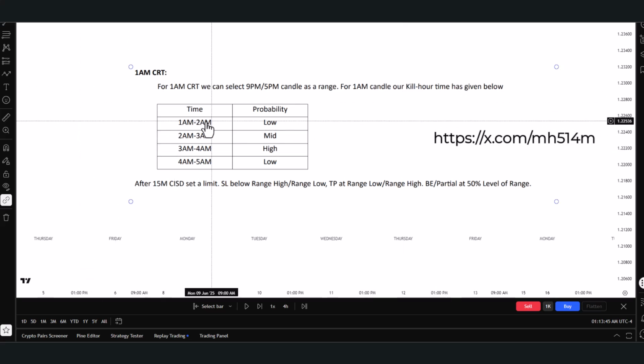1 am to 2 am, this is low probability. 2 to 3 am, mid probability. 3 to 4 am, high probability. 4 am to 5 am, this is again low probability. Suppose we have selected the 9 pm candle as a CRT. We will mark the CR high and CR low. Later on the 1 am candle on M15, if price purges the CR high or CR low between 3 am to 4 am, then our probability will be high.